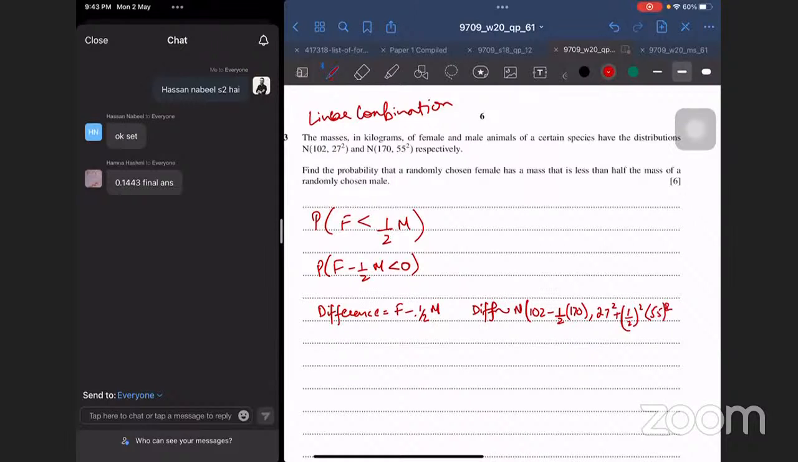This is a question on multiples. That gives me 17. And 1485.25. So the difference has to be less than 0. So I'll convert it into a z value.